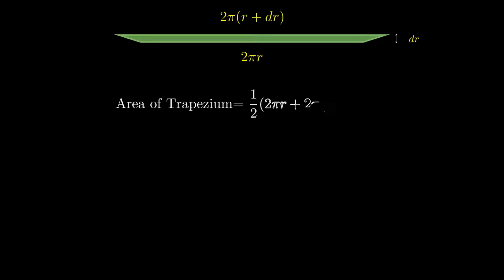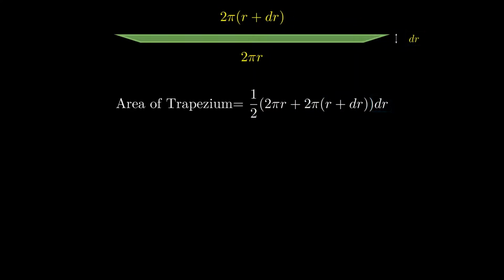dr approaches 0. It's a very minuscule tiny quantity, right? And this element ring formed around said circle can actually be unfolded into a trapezium whose parallel sides will be 2 pi r and 2 pi r plus dr, because those are the circumference and dr is its height. So if we want to find its area, we will have to use the formula of the area for a trapezium, which is half multiplied by the sum of the two parallel sides, which are 2 pi r and 2 pi r plus dr, multiplied by the height dr.